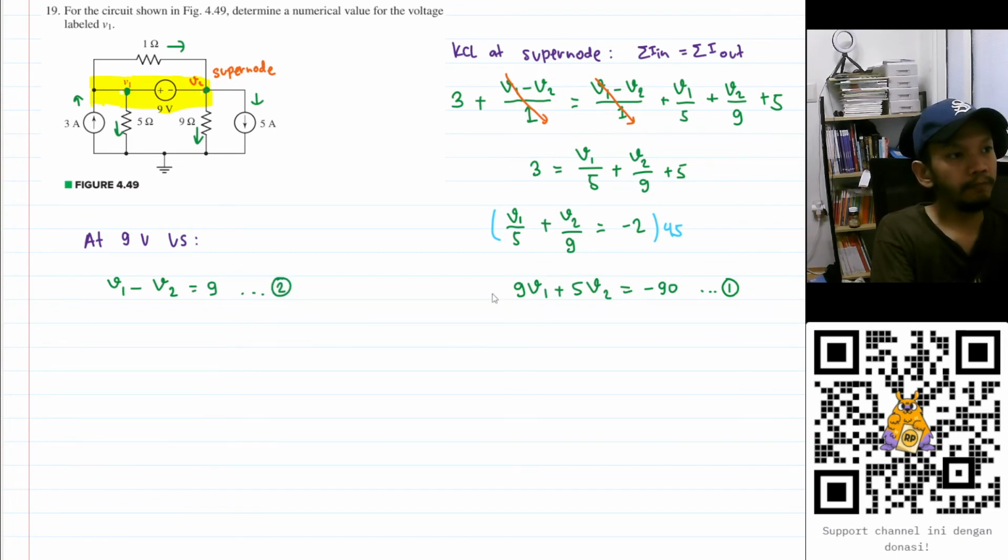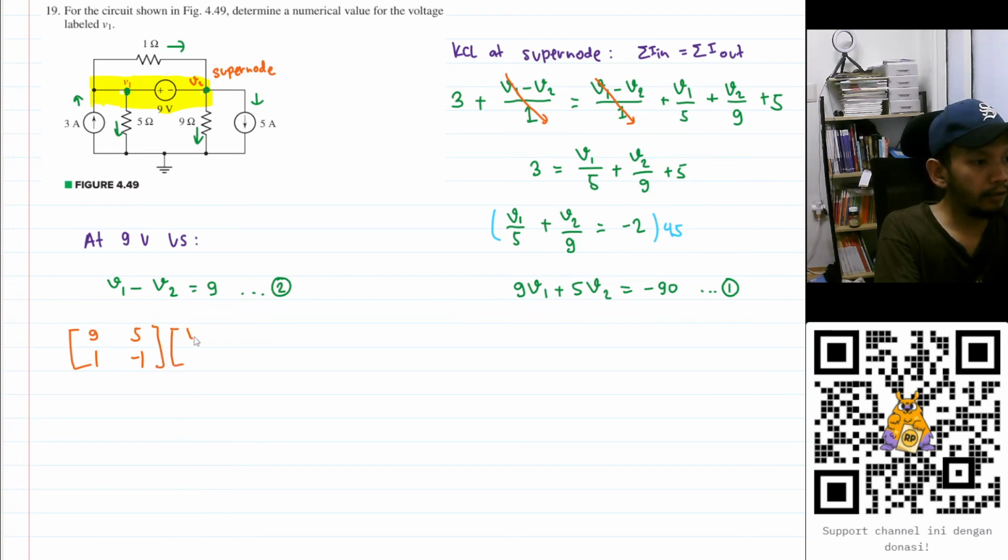We can rewrite both of these equations in matrix form. From this equation, I will have 9 and 5. From this equation, I will have 1 and minus 1. And I will have V1 and V2 here. And the result vector will be minus 90 here and 9 here.